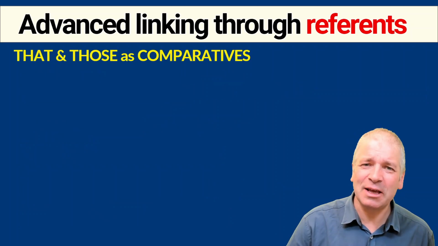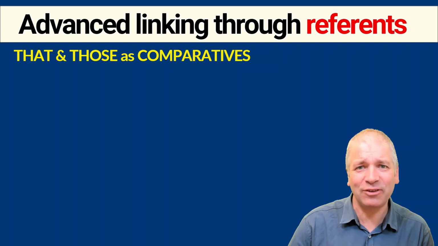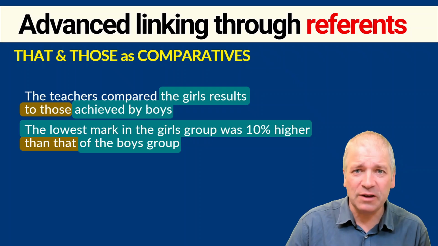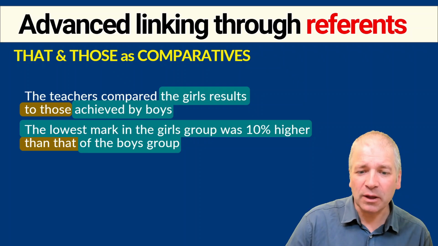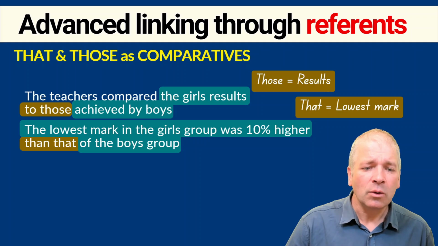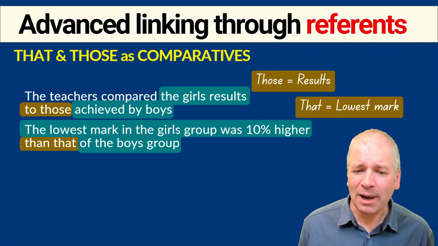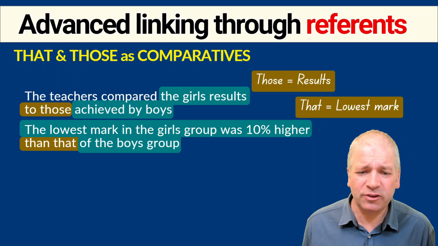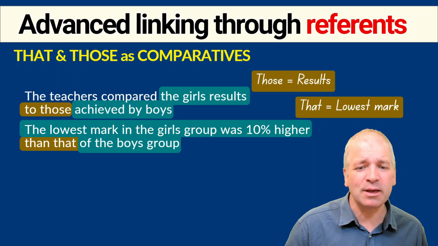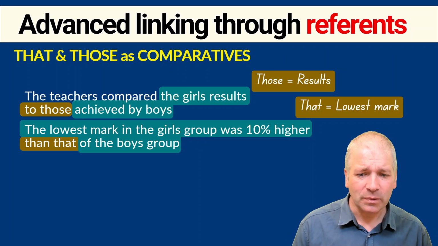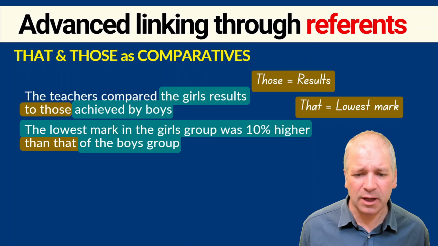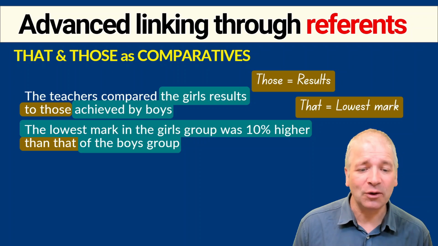Another advanced referent is when we use that and those, but within comparatives. The teachers compared the girls' results to those achieved by the boys. The lowest mark in the girls' group was 10% higher than that of the boys' group. What does those mean here? Those replaces results. What it means is the teachers compared the girls' results with the boys' results. But those replaces results and makes a tighter link. What about the second one? That here means lowest mark. The lowest mark in the girls' group was 10% higher than that of the boys' group.